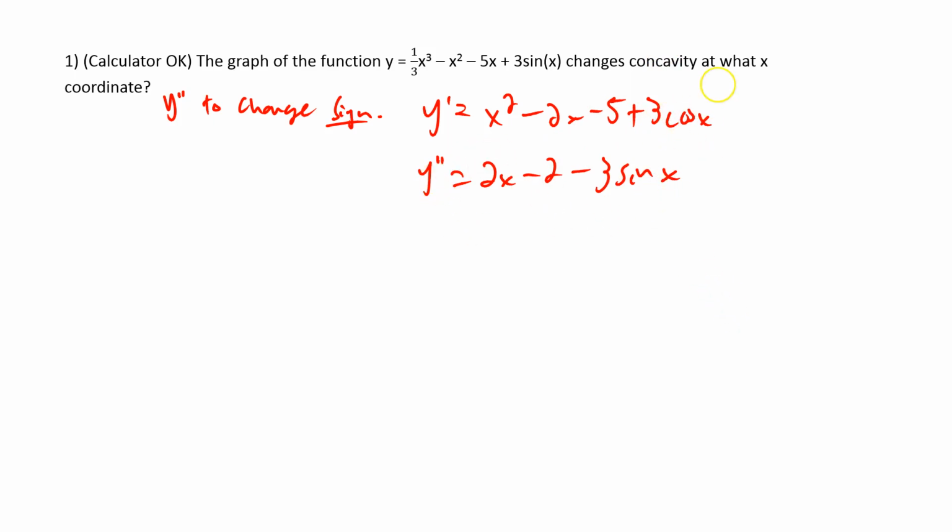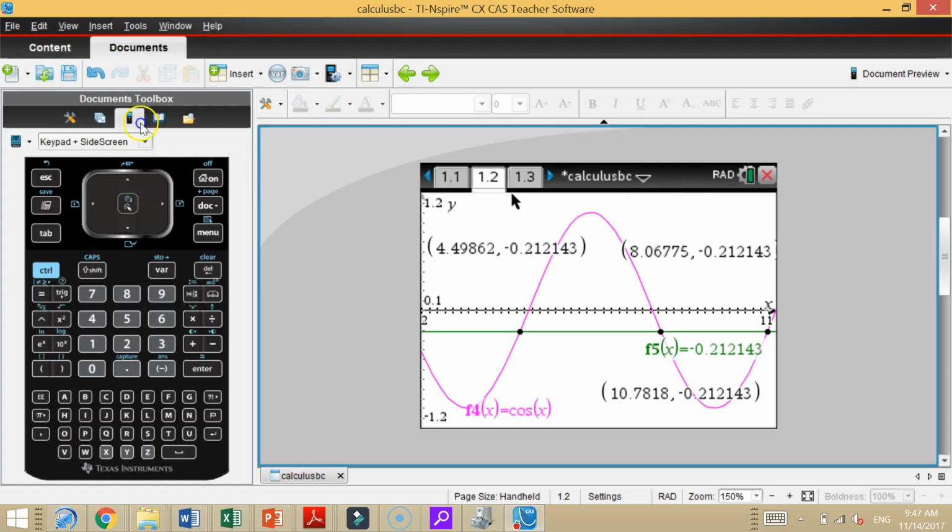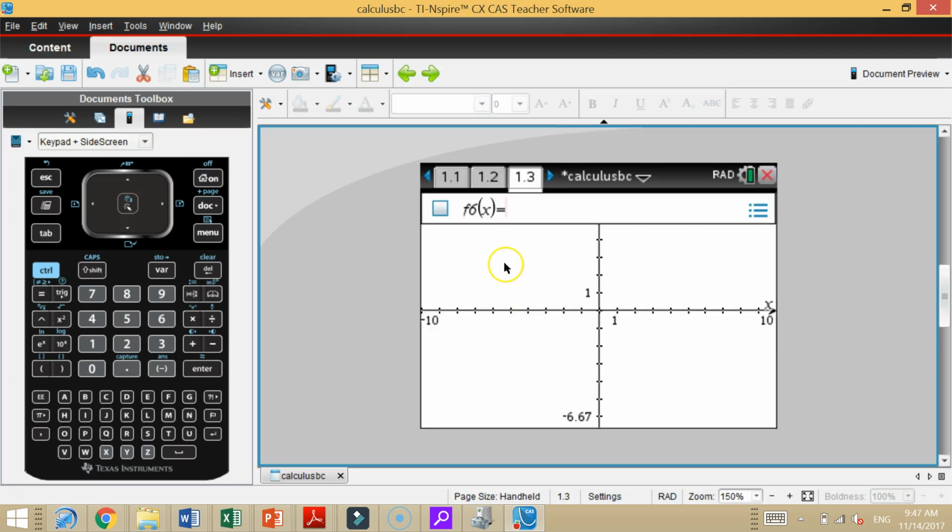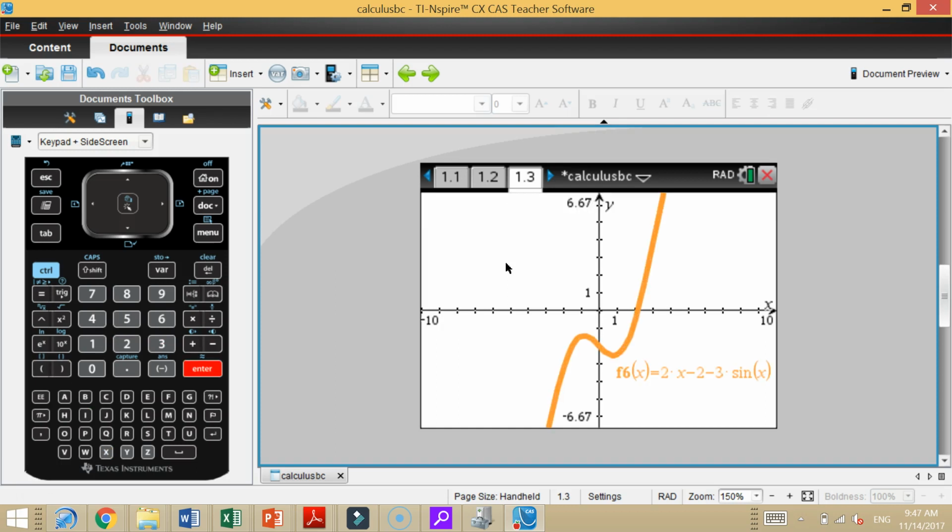So what I'm going to do is graph this. Okay, 2x minus 2 minus 3 sine x. Back to add a graph. 2x minus 2 minus 3 sine x. All right, here's our graph. Looks like we only have 1 zero right here.